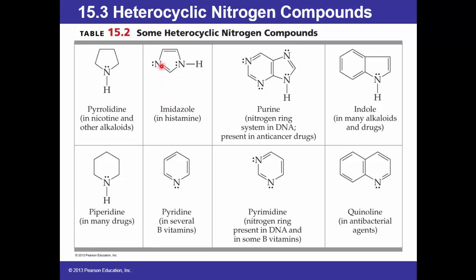And in this table, here are some heterocyclic nitrogen compounds. Look at them and know the difference between them. Purine, pyrimidine, indole, quinoline, pyridine, imidazole, pyrrolidine, and piperidine.